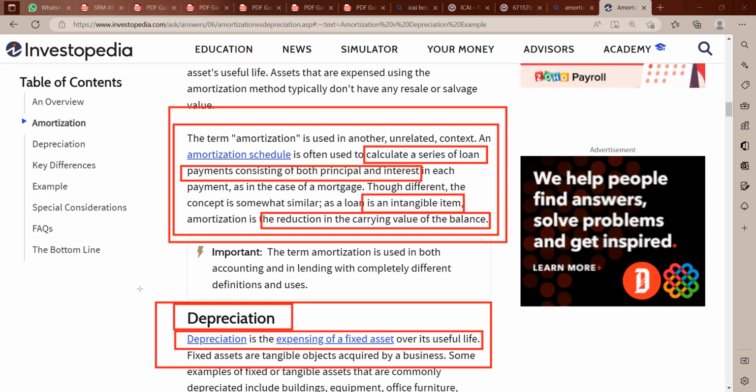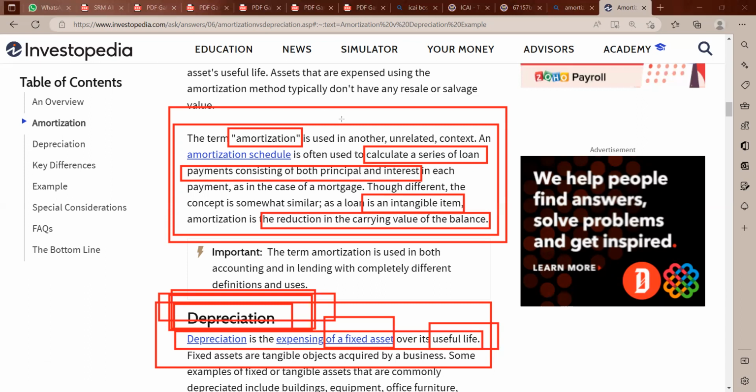The same is done on depreciation also. You reduce the value of the asset, but it's different, because you do it on the fixed asset. Intangible items like loans get amortization. If you do it on fixed assets over their useful life, it becomes depreciation. I will explain depreciation after completing the basic journals, at the end.